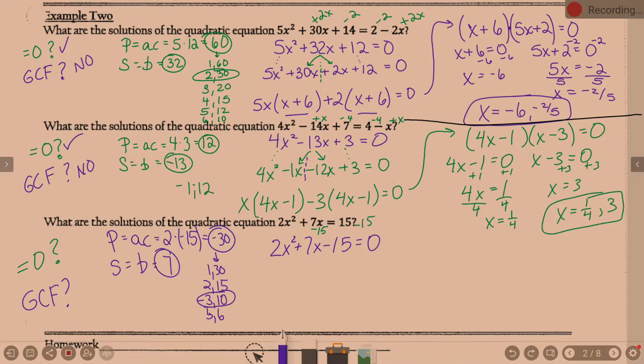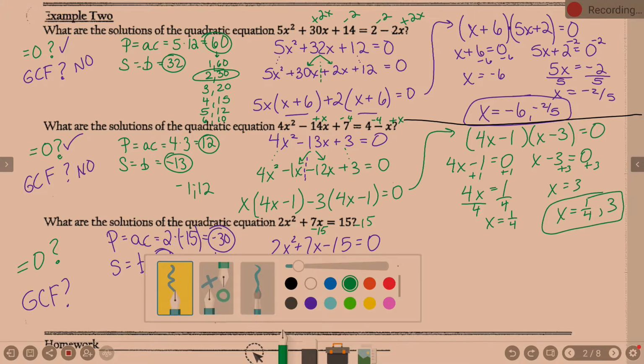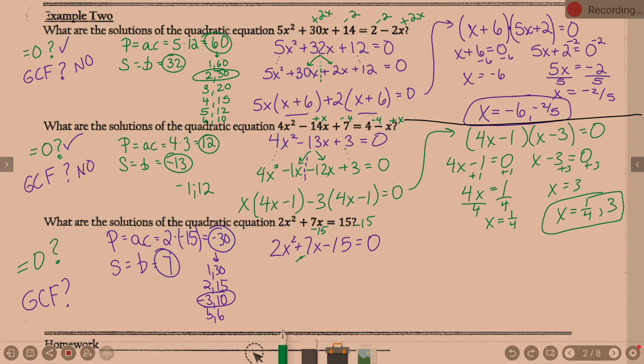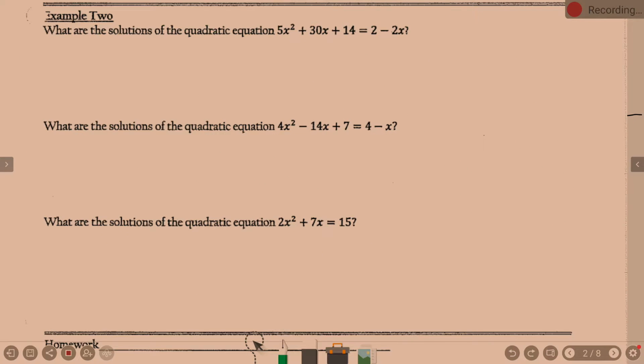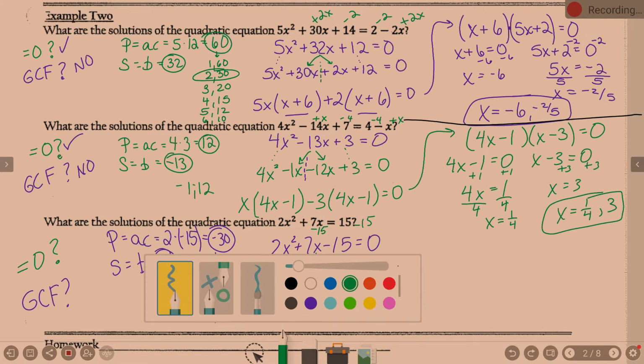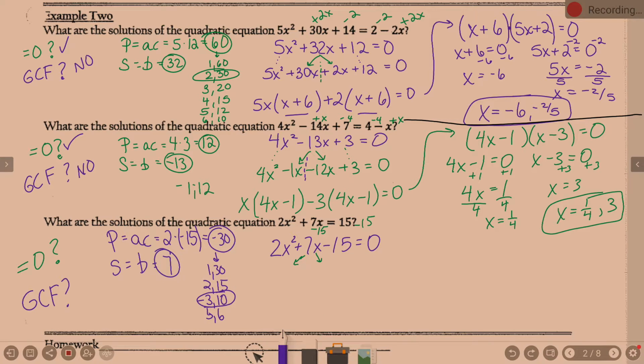So we're going to split our middle term. I'm going to say plus 10x minus 3x. Oh. Sorry, I hit the wrong thing. Momentary freak out on my part. Okay. What did I say I was doing? I said I was going to do plus 10x minus 3x.